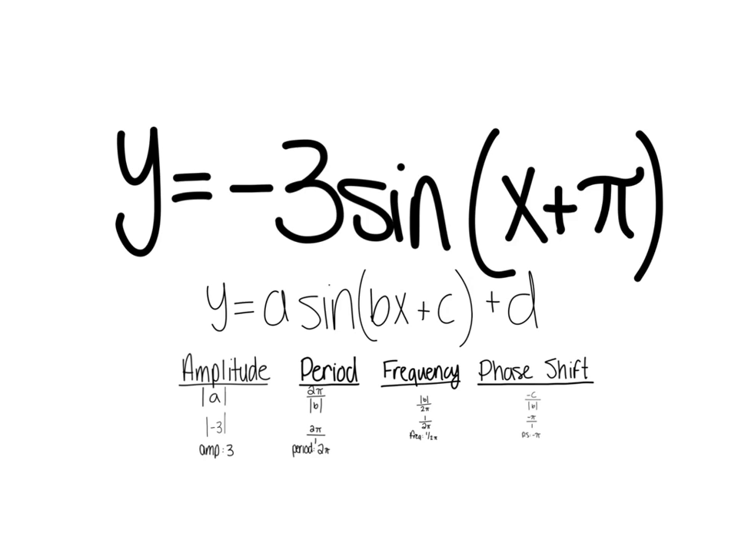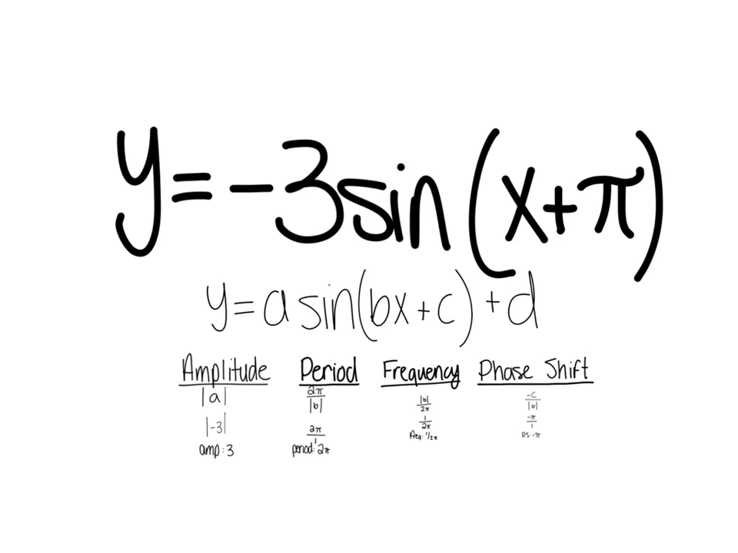To find the frequency, you do the inverse of the period, which makes it the absolute value of b divided by 2 pi. In this equation, b is 1, so you do the absolute value of 1 divided by 2 pi, which gives you 1 divided by 2 pi.